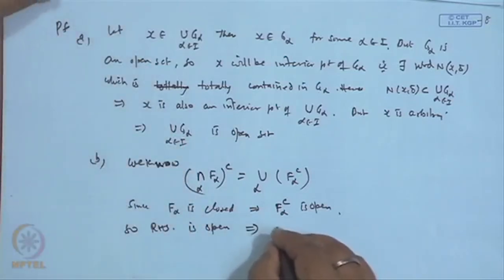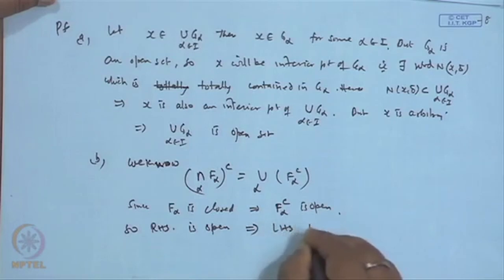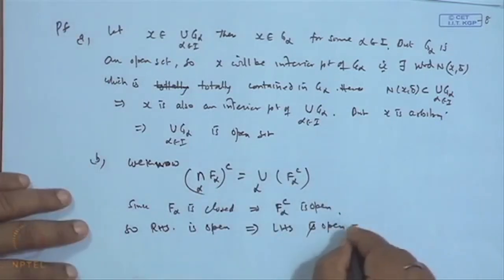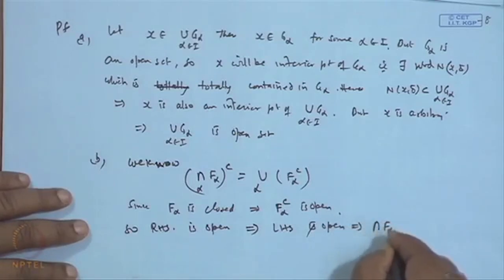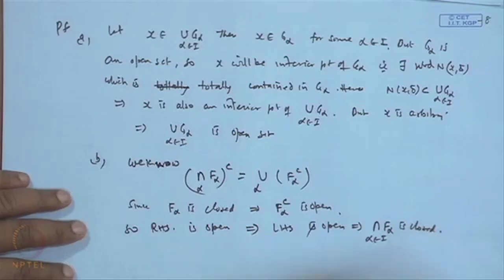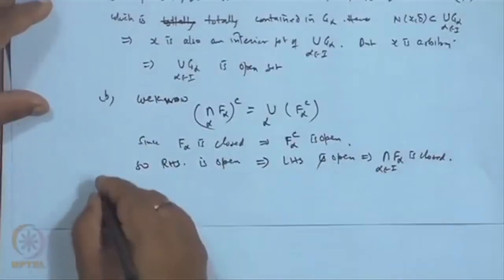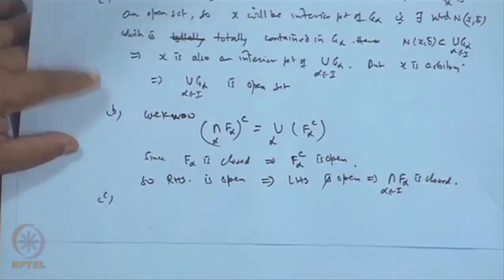So, this implies the left hand side is open. So, the complement of the complement is closed. So, this implies that the arbitrary intersection over alpha belonging to I is closed. That's the proof. Then for the second part, part C, we wanted to show that a finite intersection of open sets is open.